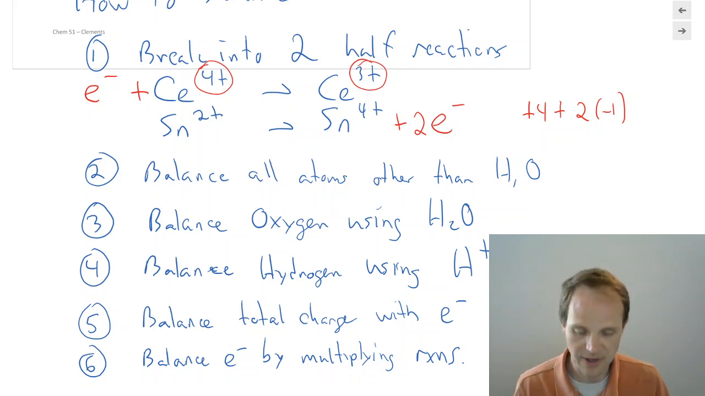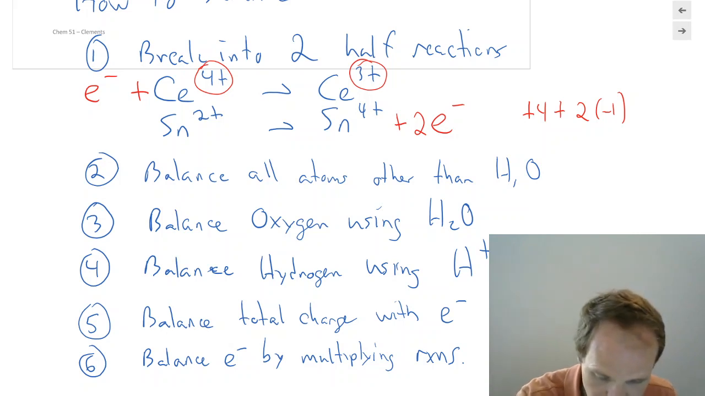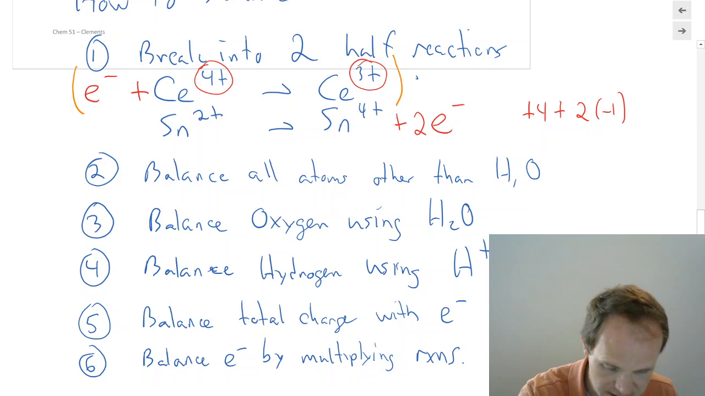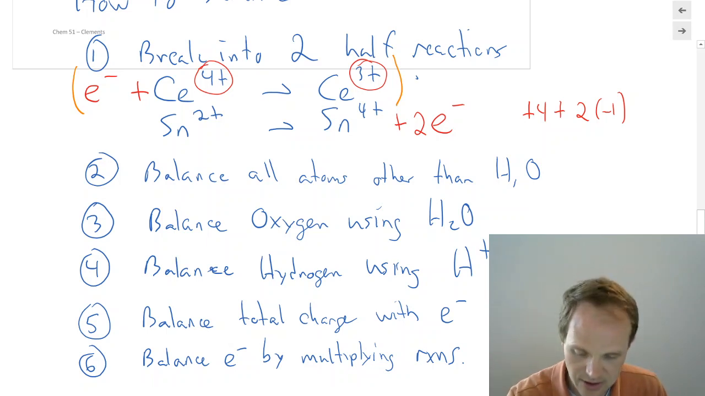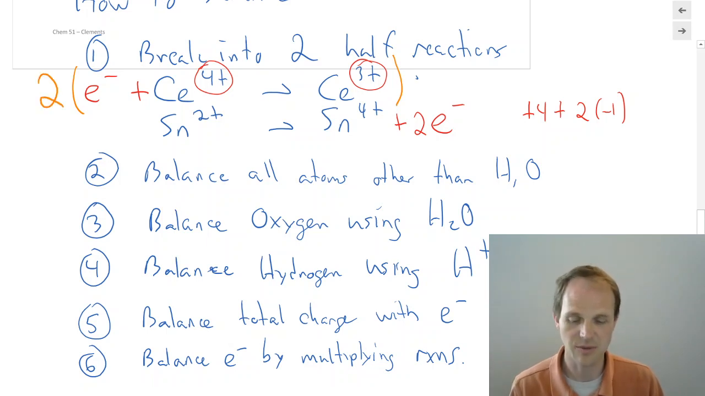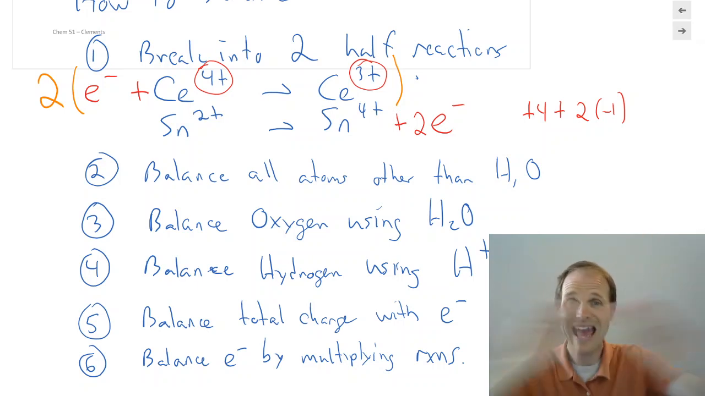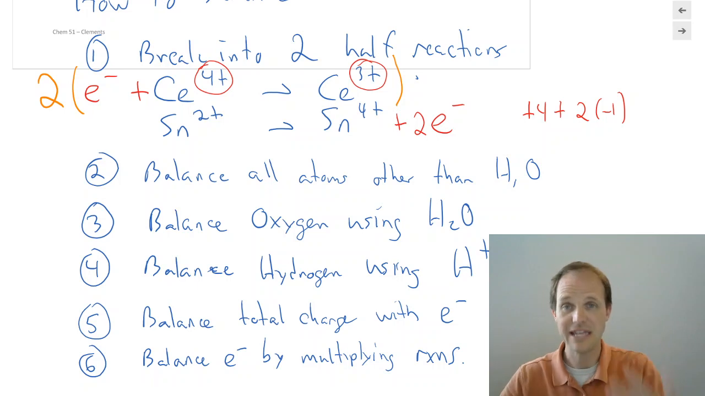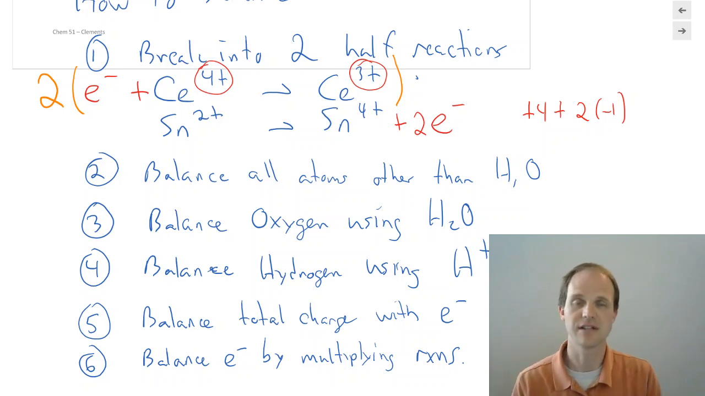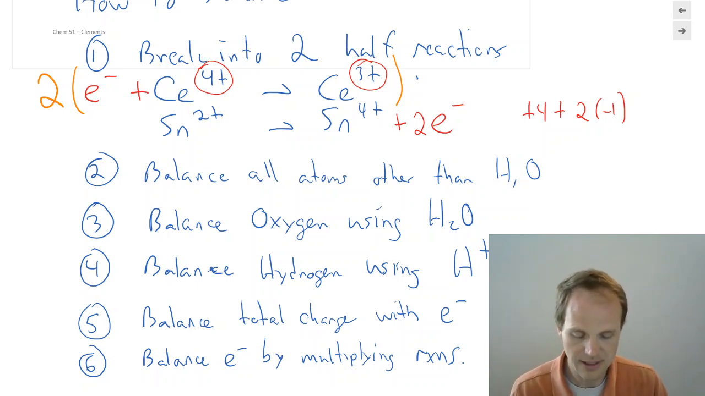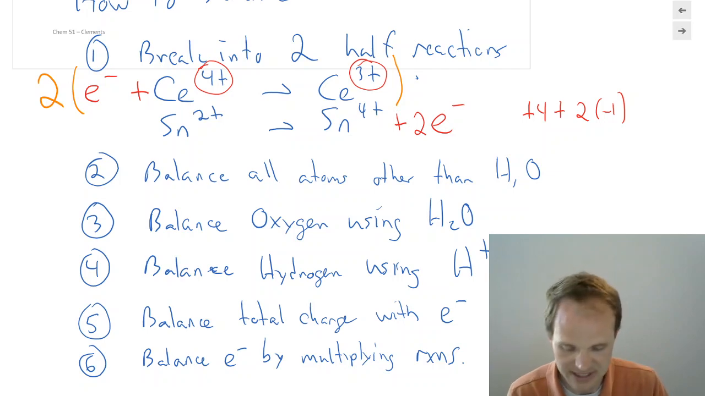All right, so what do we have to do? Well, in order to do this, we need to make sure that this guy is balanced. Tin is giving away 2 electrons, so I need to multiply everything in this one by 2, not just the electrons. I can't just say 2 electrons. Notice I've got the parentheses there. 2 of everything. I need 2 ceriums, each of which are accepting an electron to accept the 2 electrons from the tin.